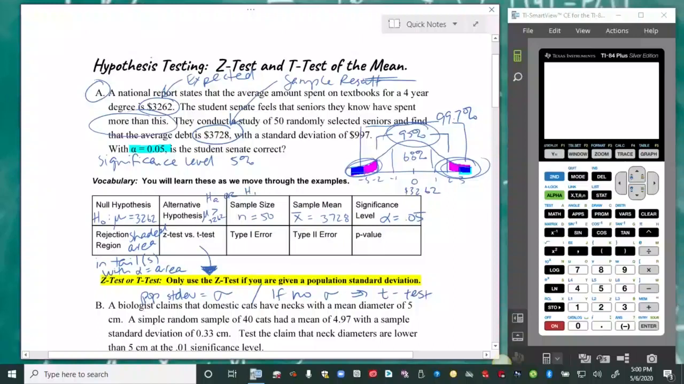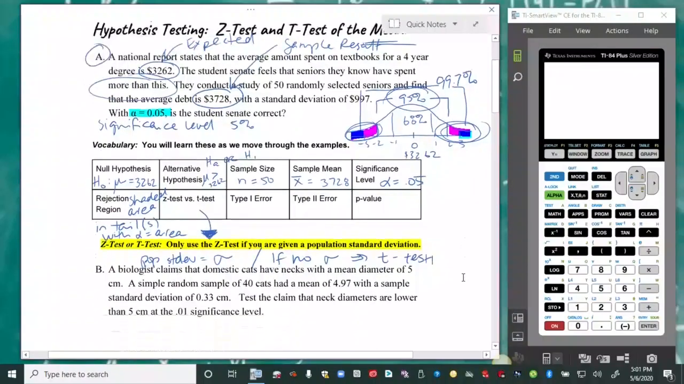Type 1 error, type 2 error, we're going to talk about those as we move through the examples. Some more to come on the type 1 error. Basically, we want to minimize any possibility of a bias. So type 1 error and type 2 error, we'll talk about those as part of our conclusions, and then also the p-value. We'll talk about that one too as we move through. It's a really nice one to do with the calculator.